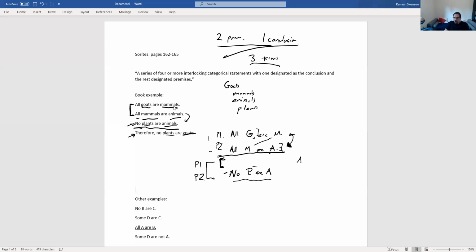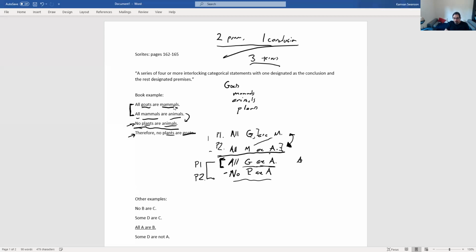Maybe we can try all G, R, A. In other words, the G becomes our minor term, and then that's distributed. This will need to be distributed up here, which it is. So that's actually a really good candidate. All G, R, A. Okay. We have now found our missing conclusion.